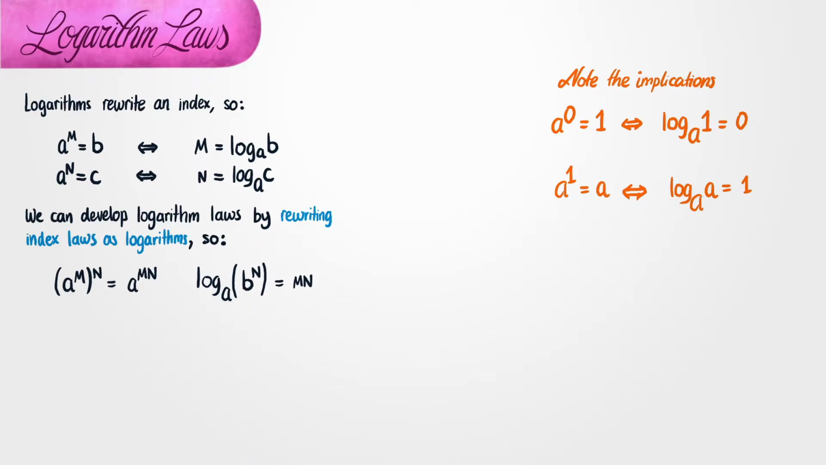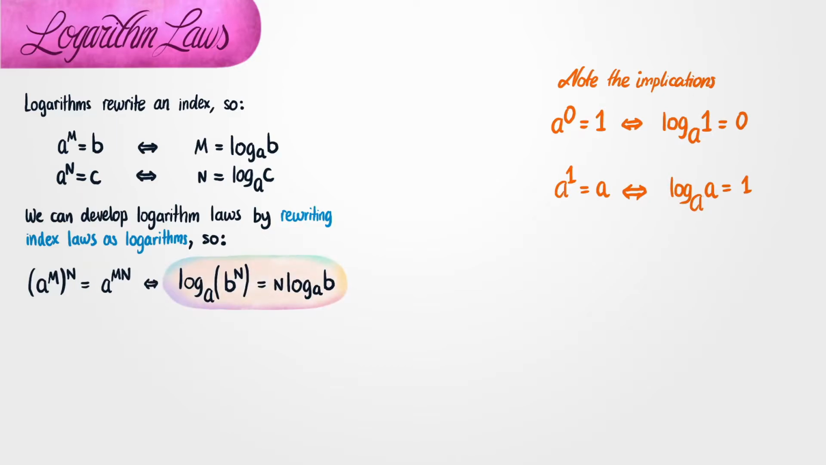So now we notice that the log base a of b to the power of n is the same thing as m times n. But we can make this a lot more useful if we realize that m is the exact same thing as the log base a of b. So I can replace the m with the log base a of b. So this gives us the first of our useful log laws. We can see that the log base a of b to the power of n is the same thing as n times the log base a of b.